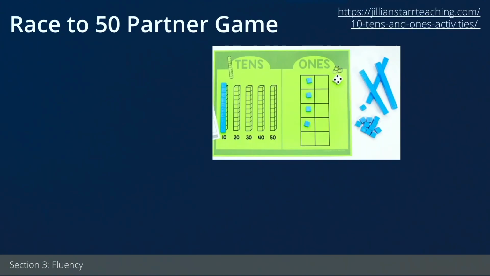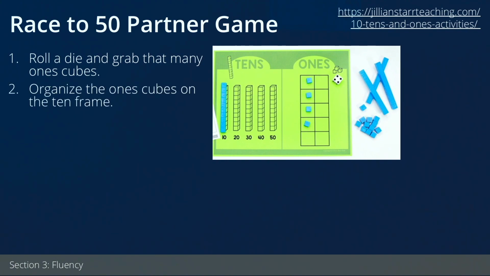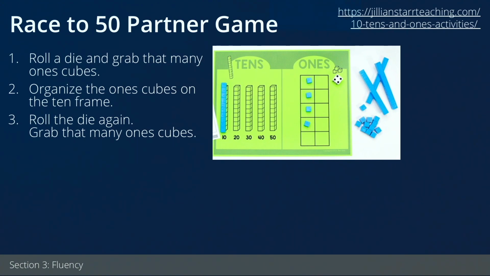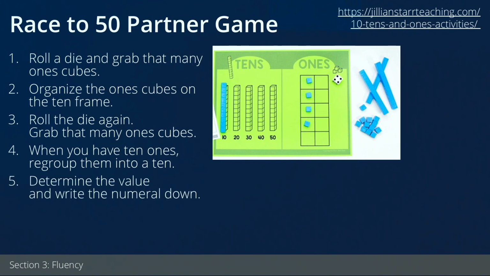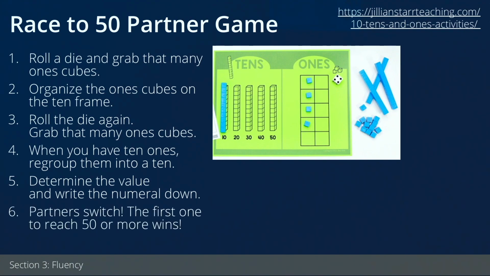Here's a partner game that your students might be interested in. This is the race to 50. Here students roll a die and grab that many ones cubes, and then they organize the ones cubes on the 10 frame. And then they roll the die again and they show that many cubes. And then anytime they have 10 ones, they have to regroup to 1 ten. And the idea here is to then also write the value of the numeral down. So here I could write, right now I see I have 14, or 1 ten 4. And then the partners are going to go back and forth.